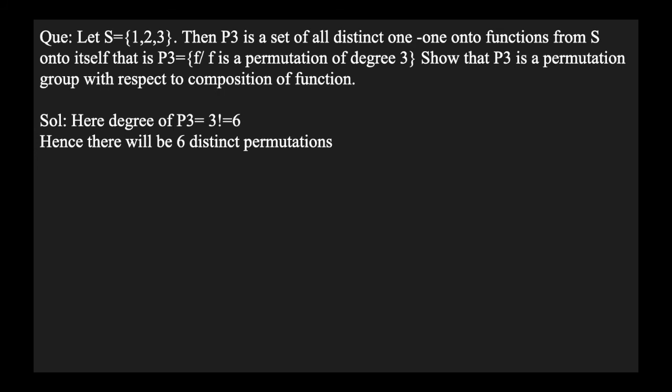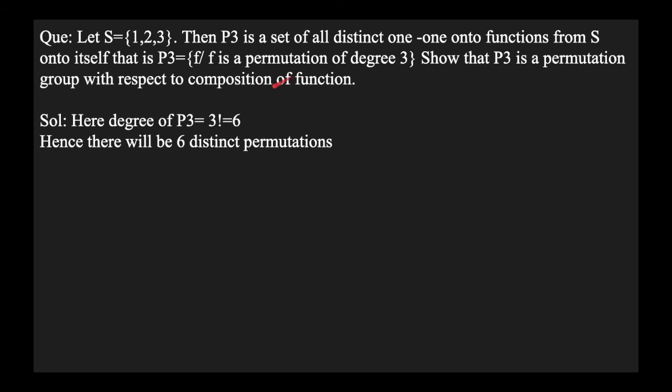Let us consider the last example here. Let S equal {1, 2, 3}. Then P3 is the set of all distinct one-one onto functions from S onto itself. That is, P3 is defined as the set of all functions f such that f is a permutation of degree 3. Show that P3 is a permutation group with respect to composition of functions.